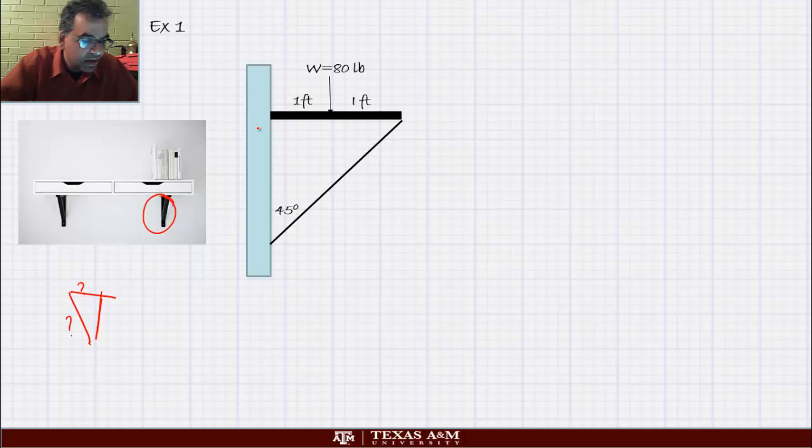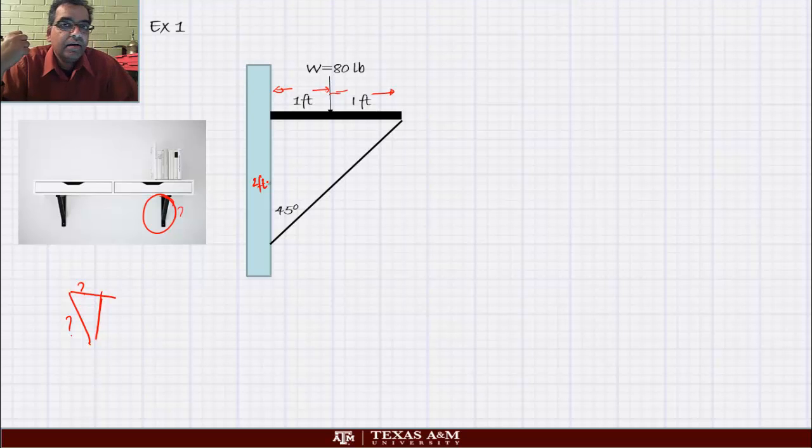You can see it's fairly large, and we have to decide what's the weight of all these books up here. We are going to use a generous factor of safety so that we design this properly. So I'm going to put a weight of 80 pounds in the middle of the bookshelf. There it is, 1 foot from here and 1 foot from here, and let's assume that this angle is 45 degrees. So this is also 2 feet, right? So that's our structure.